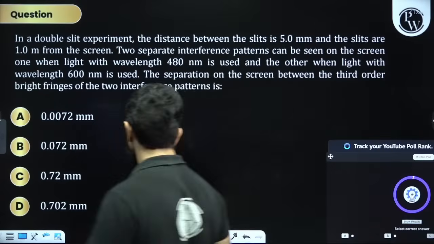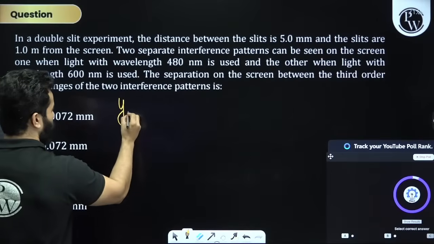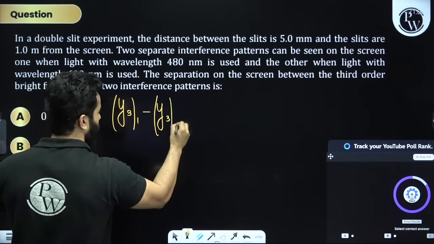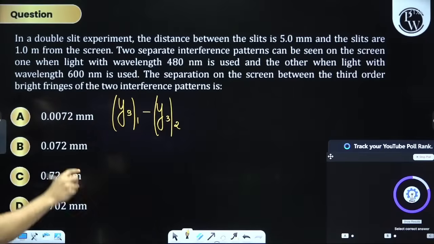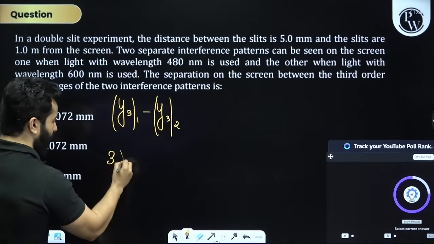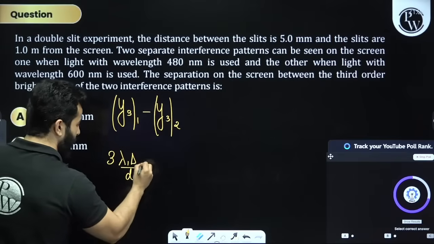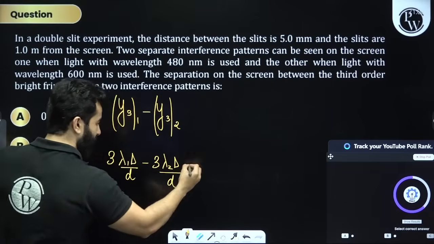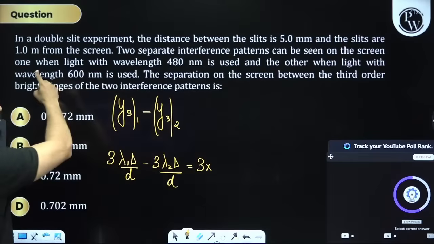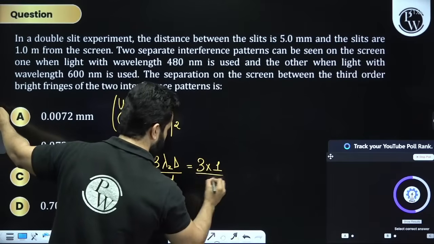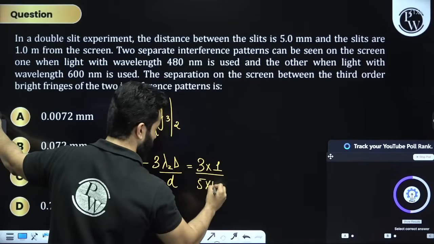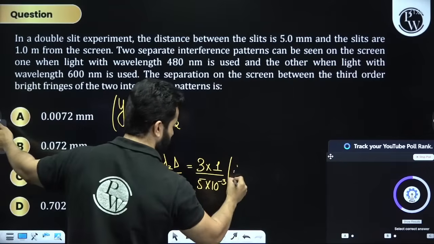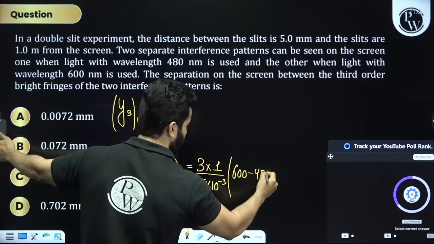Third order of bright fringe, that means what they are asking is Y3 1 minus Y3 2. That's what they are asking. Third order of maxima basically means 3 lambda 1 capital D by small d minus 3 lambda 2 capital D by small d, which means that I can take out 3 capital D was 1 meter, small d was 5 millimeter, and lambda 1 minus lambda 2. So lambda 1 is 600 minus 480 nanometer.